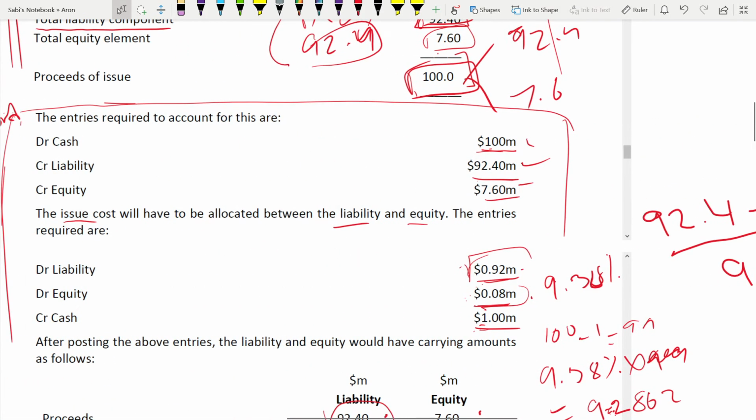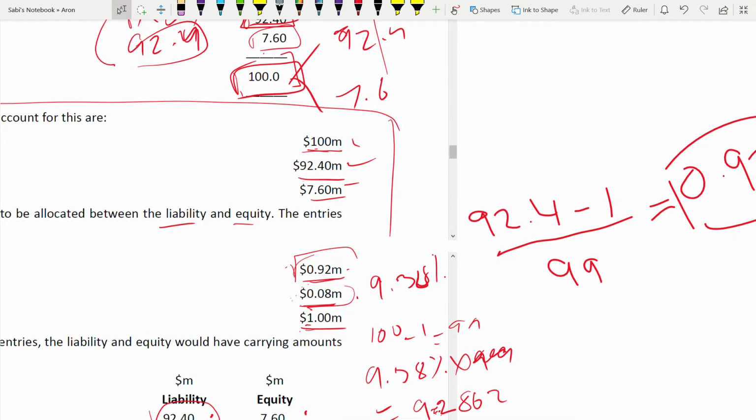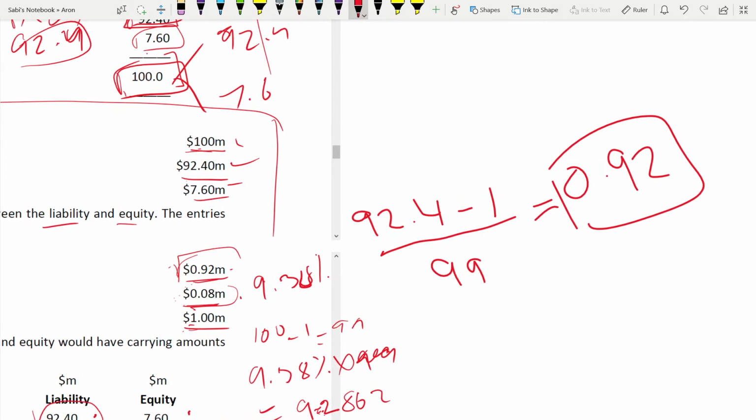Because it makes sense, they told us 1 million is the issue cost, so just cut off that 1 million from the liability and take it as a percentage of the amount of cash, which is 99, because now your cash will be 99. Out of 99, what is the amount of liability, which is 0.92.